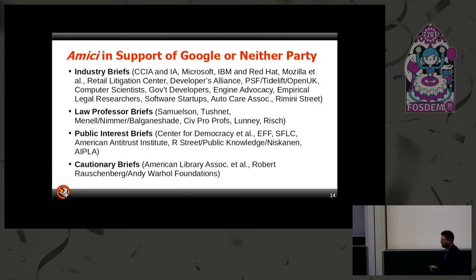Let's go forward through the various amici. 26 amici, I believe, filed either in support of Google or in support of neither party. This particular organization was done by the Disco Project. I thought it was very helpful in terms of just showing the range of different people who were interested and weighed in on this particular issue. I've grouped them a little bit differently, though, and I'm going to go through and group them by the types of arguments that they made.